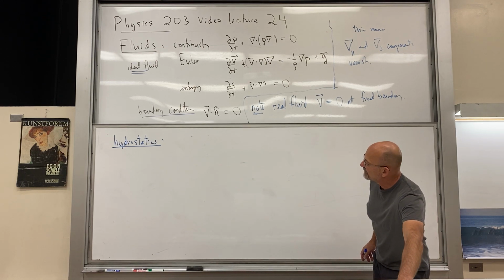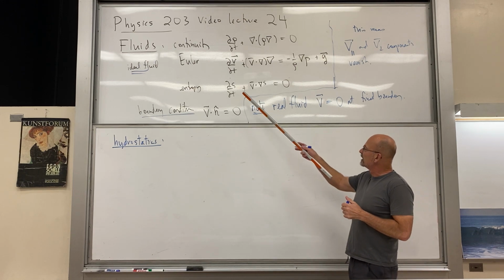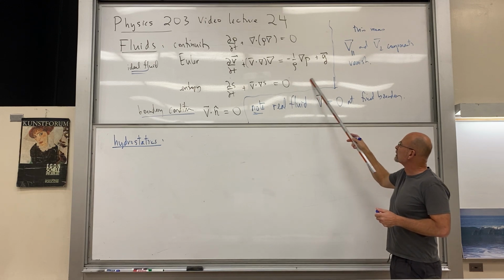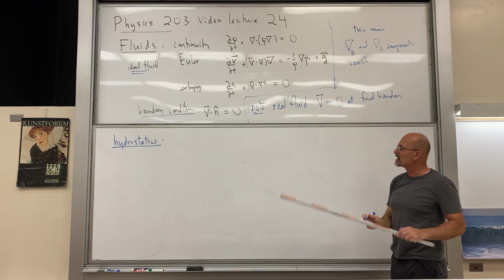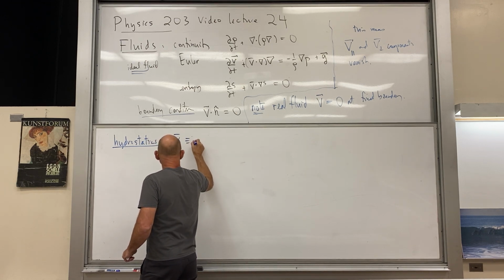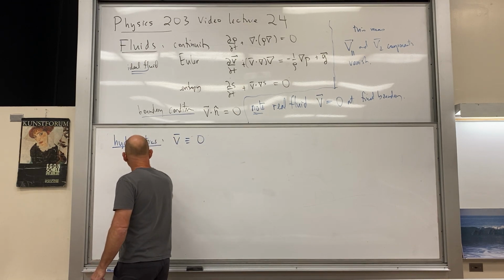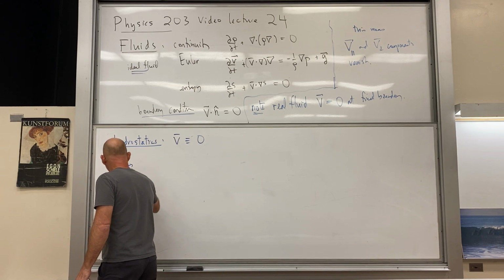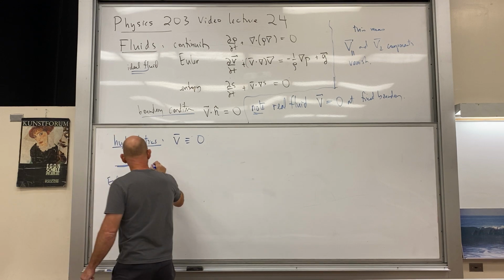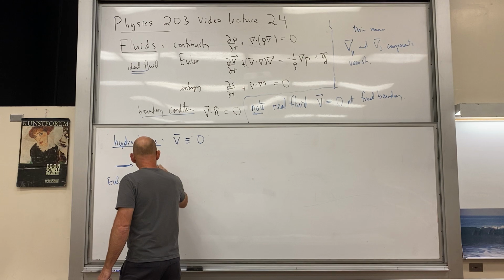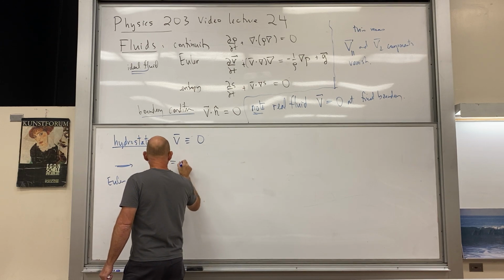So hydrostatics, well, if the fluid isn't moving, v is 0, and you're actually just looking at the right side of Euler's equation. So hydrostatics, v is identically equal to 0. And then I'll write here from Euler's equation, we would have gradient P equals ρ times g.